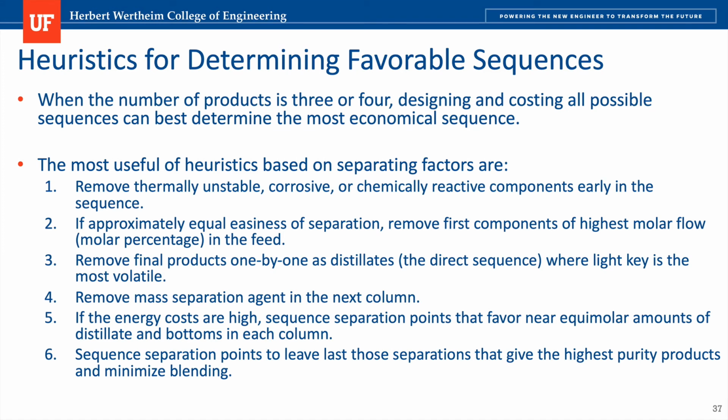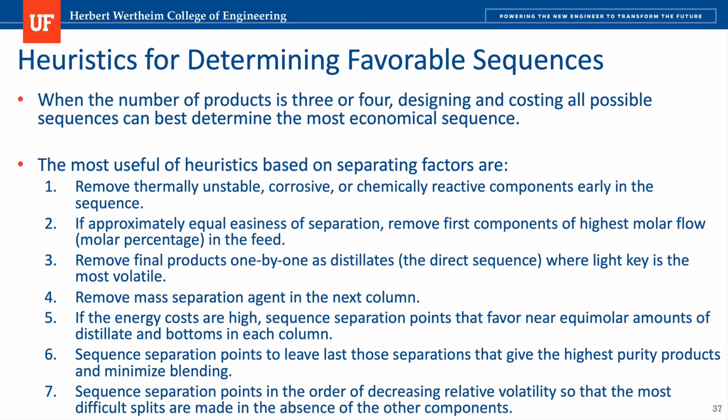Sequence separation points to leave last those separations that give the highest purity products and minimize blending. And sequence separation points in the order of decreasing relative volatility so that the most difficult splits are made in the absence of other components. So if you notice, this is really connected to the number 3. That's pretty much what it's saying. It's telling you again how you can do the ones that are harder to separate. Typically the ones that are in the bottom or have very close boiling points, or you have an azeotrope.